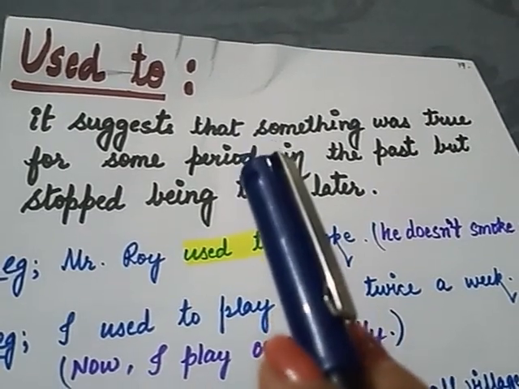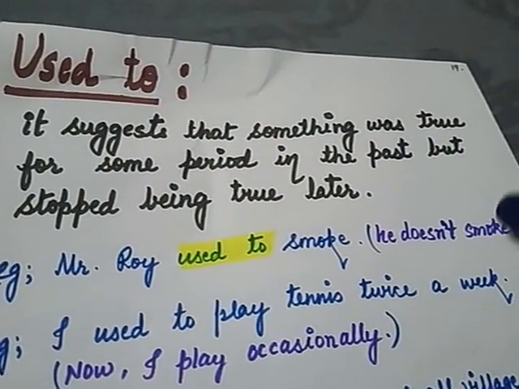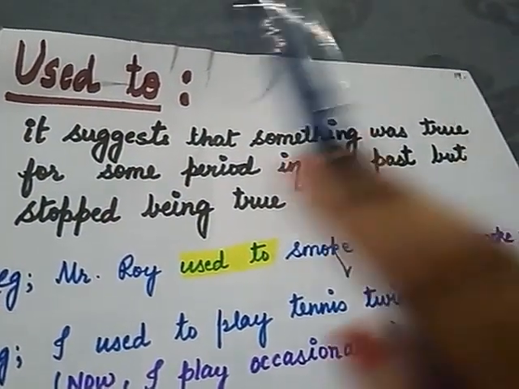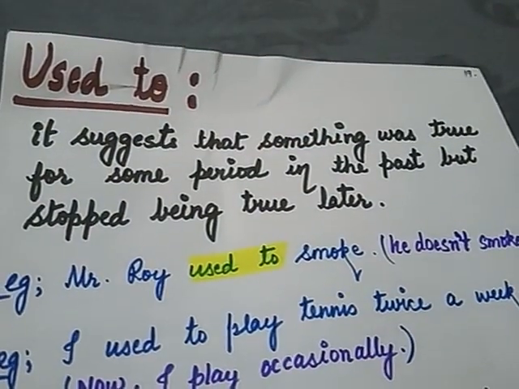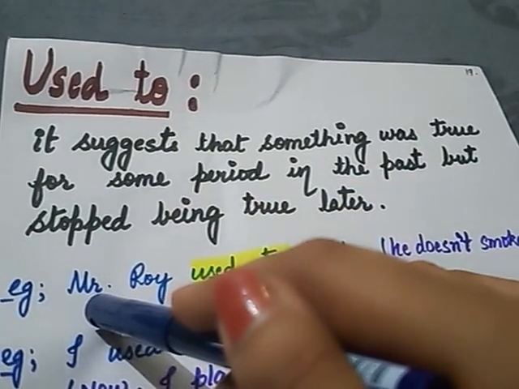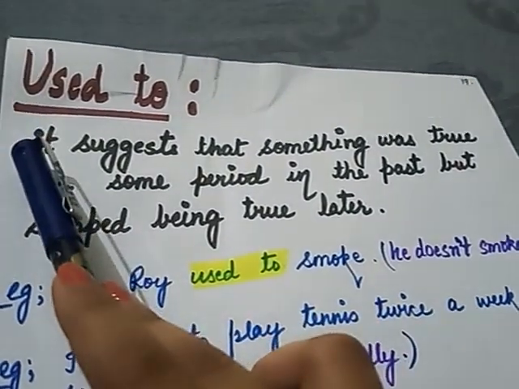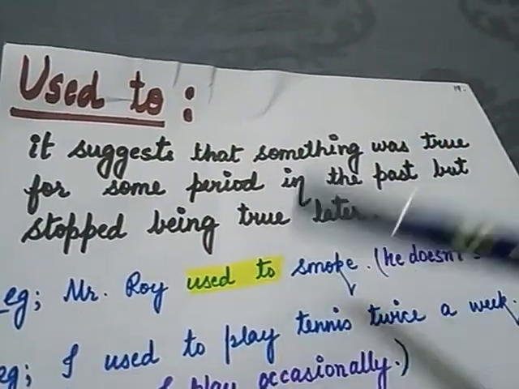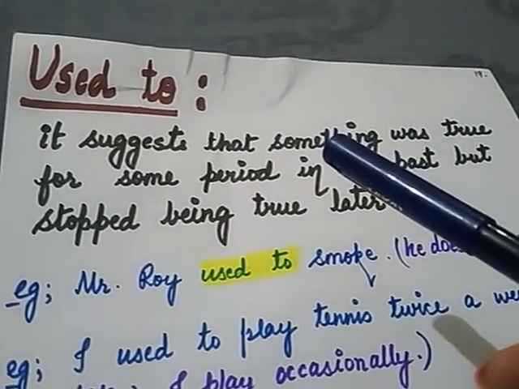Now, the most important thing that you need to keep in mind is used to talk about the past. It does not talk about the present or future. Okay? It only talks about the past. Okay, children? Now, in talking about past, used to has two purposes. First is to refer to the past habits.